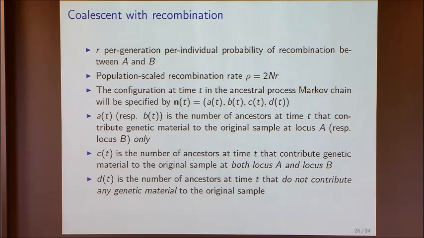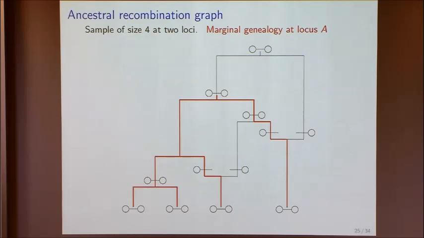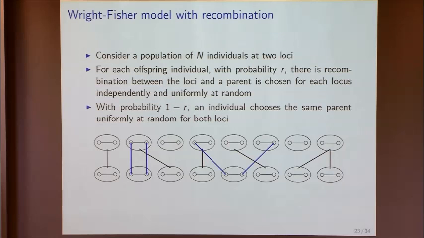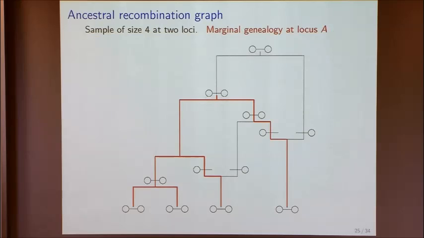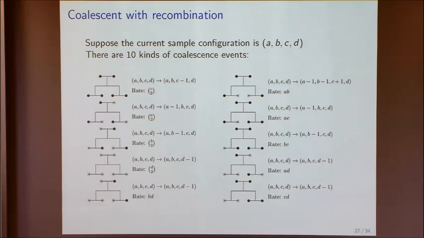C of t will be those ancestors that contribute genetic material to the original sample at time 0 at both the left and the right locus. And D of t will be the number of ancestors at time t that don't contribute genetic material at either of the loci to your sample. So now once you create the state space, you can write this continuous time Markov chain by going from this discrete time Wright-Fisher model that I described earlier, taking the continuum limit in the same way. And you can write these rates out.